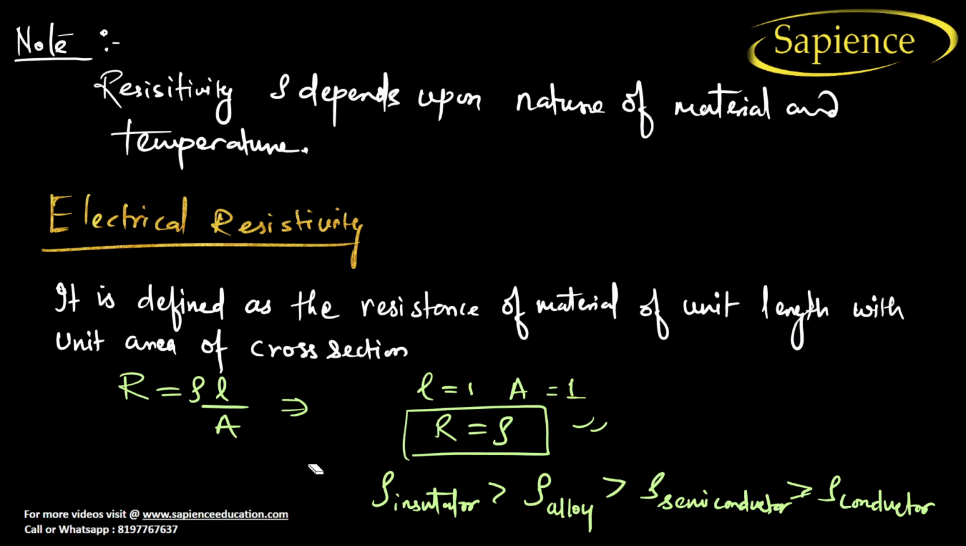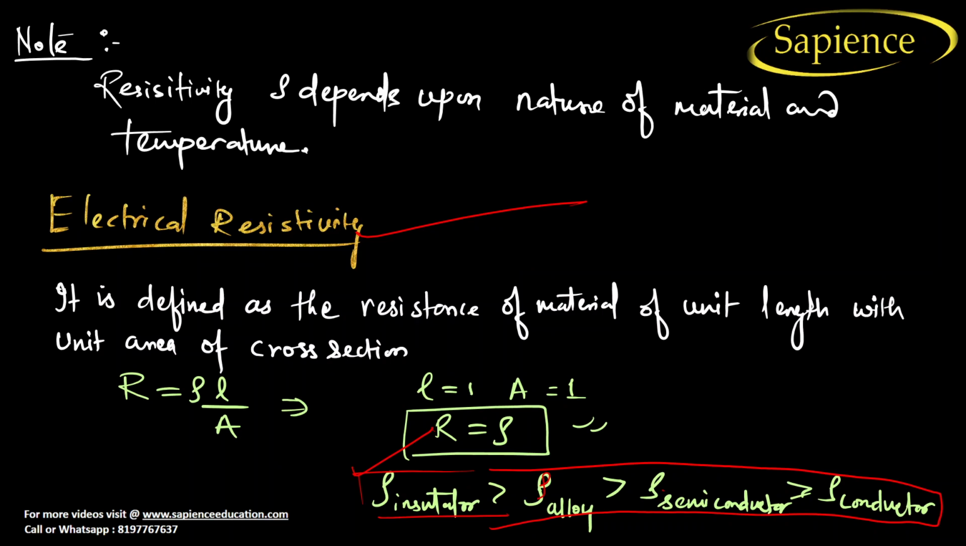Now let us discuss which material has the more resistivity. See here, resistivity of the insulator is the maximum because it won't allow any free electron to pass. Then there are alloy, semiconductor and conductor. So conductor has the least resistivity, but insulator has the more resistivity, right? And this is known as electrical resistivity.